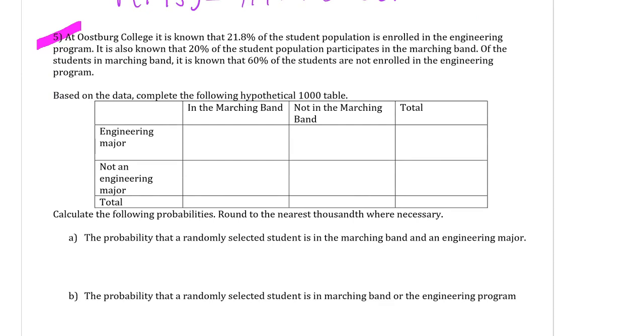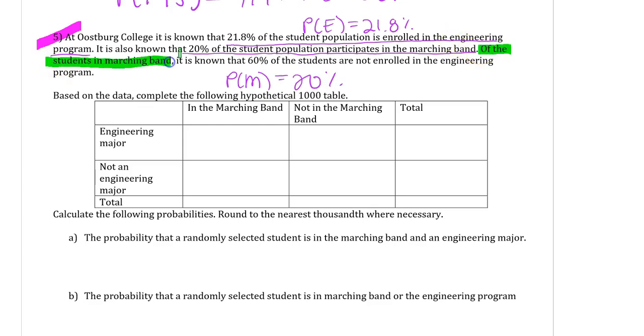At Oostburg College, it is known that 21.8% of the population is enrolled in the engineering program. So I'm going to do this. Probability of being in engineering is 21.8%. It is also known that 20% of the student population participates in the marching band. So just being in the marching band is 20%. Of the students in the marching band, it is known that 60% are not in the engineering program.